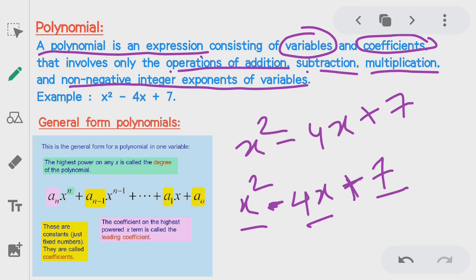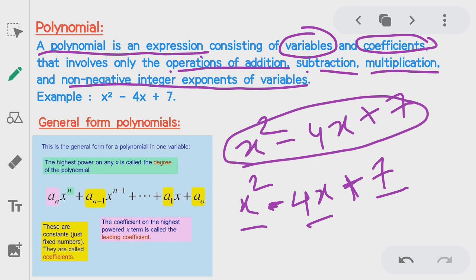So when coming to polynomials, a polynomial is an expression consisting of variables. What are variables in this? x is the variable. And coefficients. Here there is no coefficient for x square, we didn't see any number before x square, so we should assume it as 1. What is the coefficient of x square here? 1. What is the coefficient of x? Minus 4. And what does this 7 indicate? Constant.